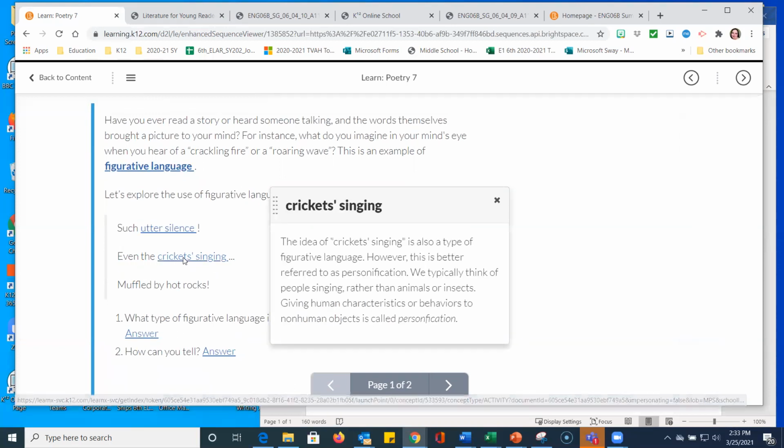Even the crickets singing. The idea of crickets singing is also a type of figurative language. However, this is better referred to as personification. We typically think of people singing rather than animals or insects. Giving human characteristics or behaviors to non-human objects is called personification.